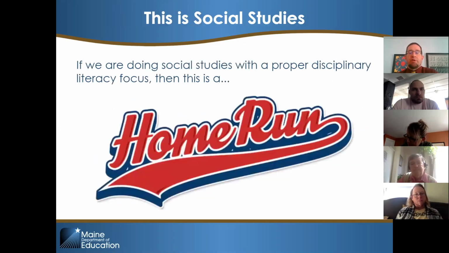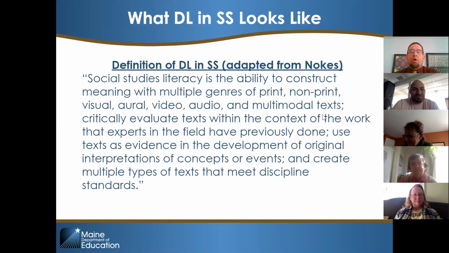So if we are doing social studies with a proper disciplinary literacy focus, then this is a home run. And see what I did there? We went from the baseball study to an analogy of hitting a home run. So in order to get kids to be better at analysis of these primary sources and of the social studies world, taking from Jeffrey Noakes from BYU, I've slightly adapted it. He works mostly in historical thinking strategies, so I've adapted it for social studies in general.